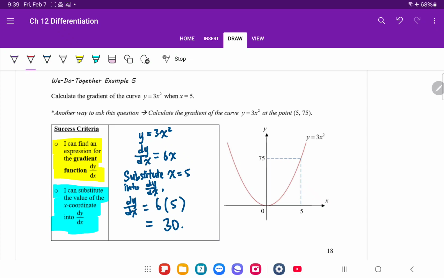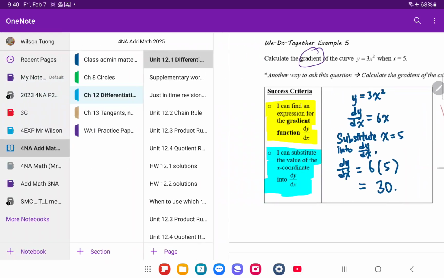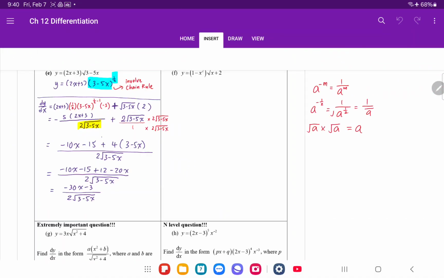Now, what we are actually calculating is the gradient of the tangent line at this point. This is the tangent line. They want you to find its gradient. So that means that we cannot use our y2 minus y1, x2 minus x1, because now there is only one point. You cannot use that formula anymore. What we need to use is dy dx and substitution of a suitable x value. In this case, the only x value I can use is the 5. Okay, so using this idea, we will now look at this question.